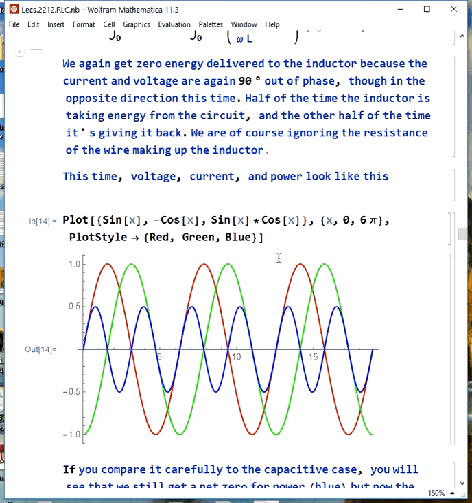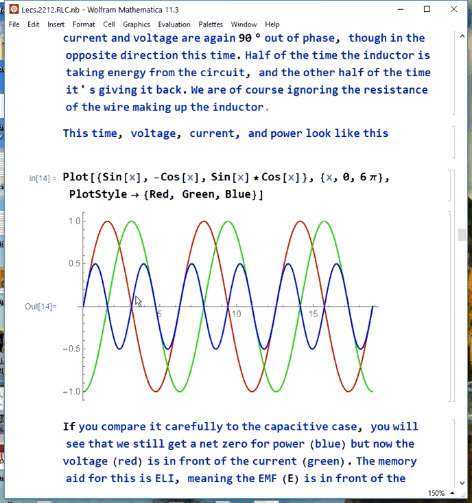If we want to look at our graph like we had before, we have voltage in red, current in green, and power in blue. We see the power is, of course, symmetric, half positive, half negative. But now we notice the voltage is in front of the current. And again, the way we figure that out, cover this up with an index card, slide it to the right.